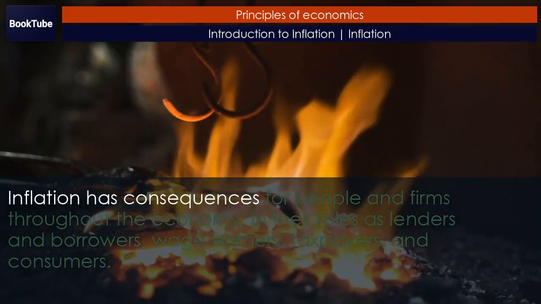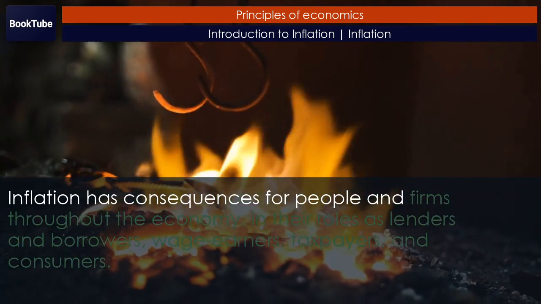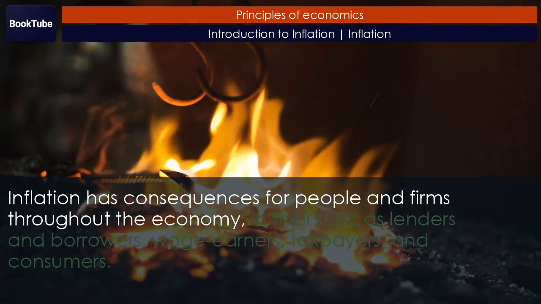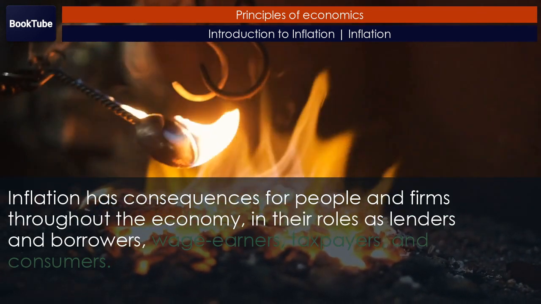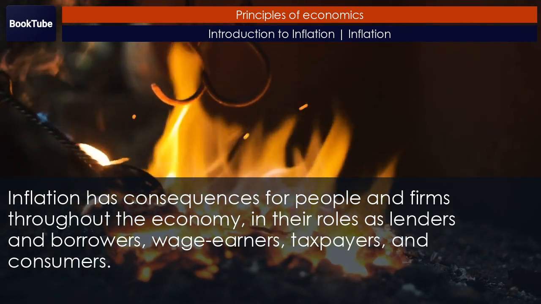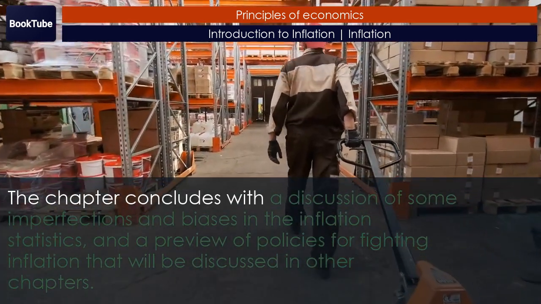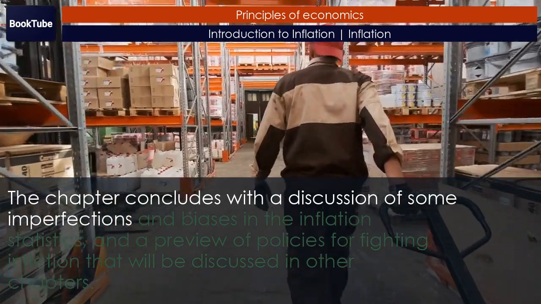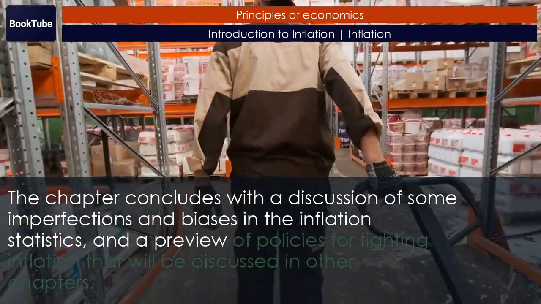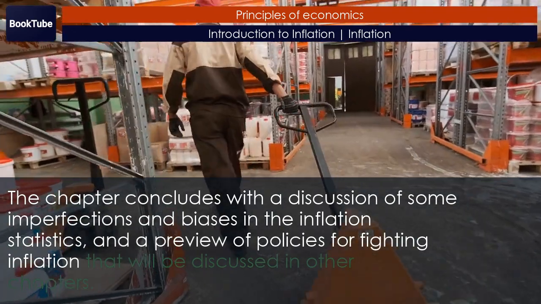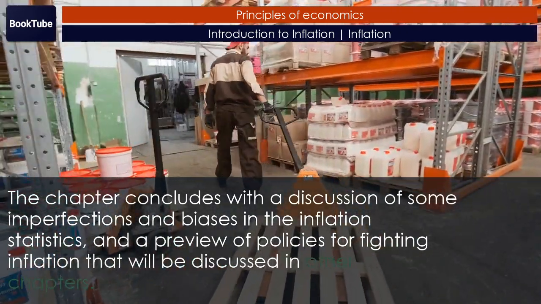Inflation has consequences for people and firms throughout the economy, in their roles as lenders and borrowers, wage earners, taxpayers, and consumers. The chapter concludes with a discussion of some imperfections and biases in the inflation statistics, and a preview of policies for fighting inflation that will be discussed in other chapters.